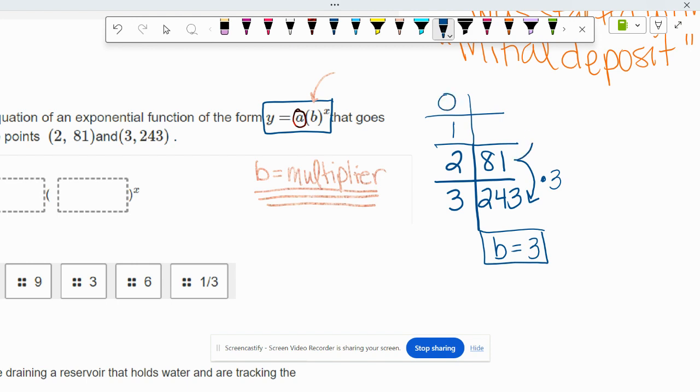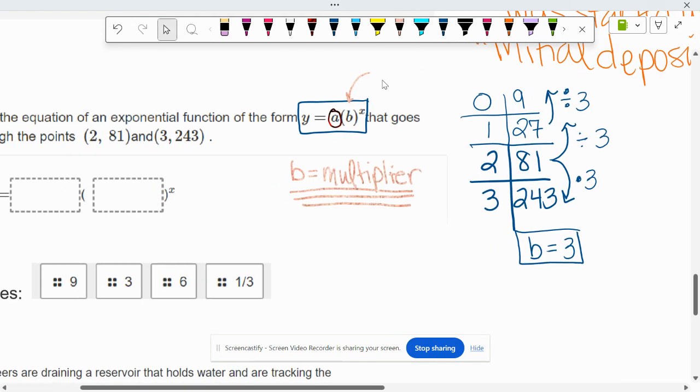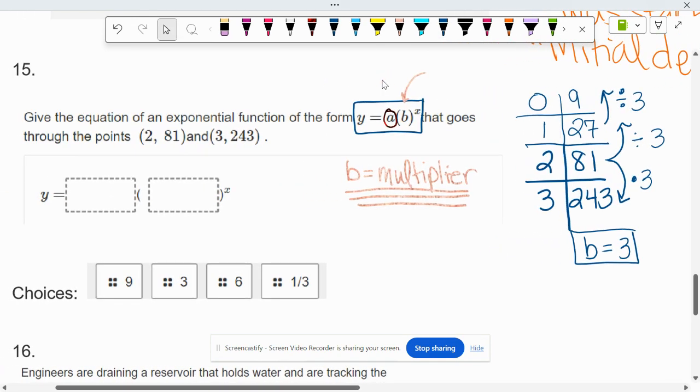So instead of multiplying by 3, what do you want to do, Zan? So Zan, what is 81 divided by 3? 27. Okay. And then if we want to find A, our initial value, that happens when x equals 0. So we have to divide by 3 again. 9. Good job. So what is the equation that I'm writing over here?